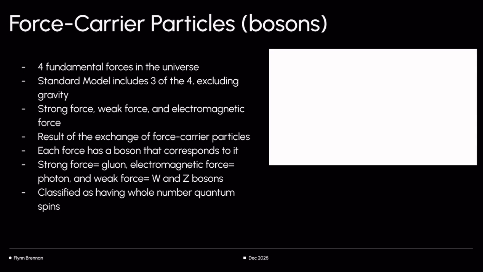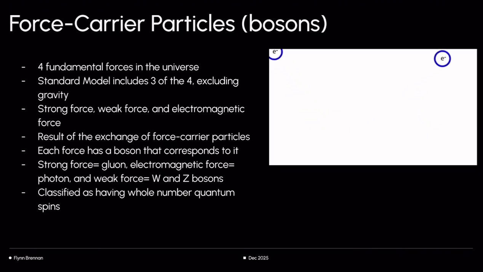Particles of matter, fermions, transfer discrete amounts of energy by exchanging these bosons with each other. Each force has a boson that corresponds to it. The strong force is carried by the gluon, electromagnetic force by the photon, and weak force is carried by the W and Z bosons. There is yet to be found a boson corresponding to the gravitational force, and the theory of general relativity doesn't work on this scale, so that's why we exclude the gravitational force. These force carrier particles are classified as having whole number quantum spins.